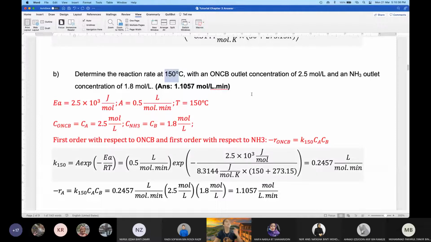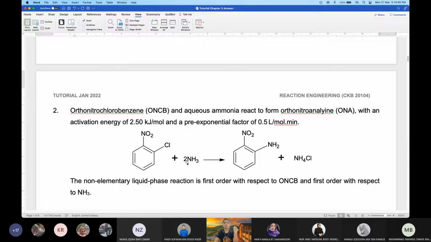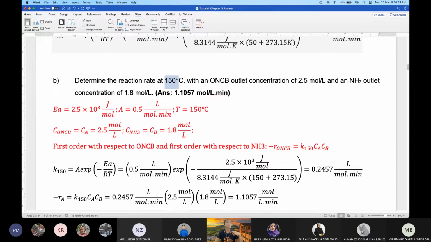Kedua, they give us the concentration. So ONCB ni adalah kita punya A kan. ONCB is our A, ammonia is our B. So basically they give us CA 2.5, CB 1.8. Dia beri kita information ni, kepekatan A, kepekatan B, outlet concentration means concentration after the reaction has taken place. CA 2.5, CB 1.8.